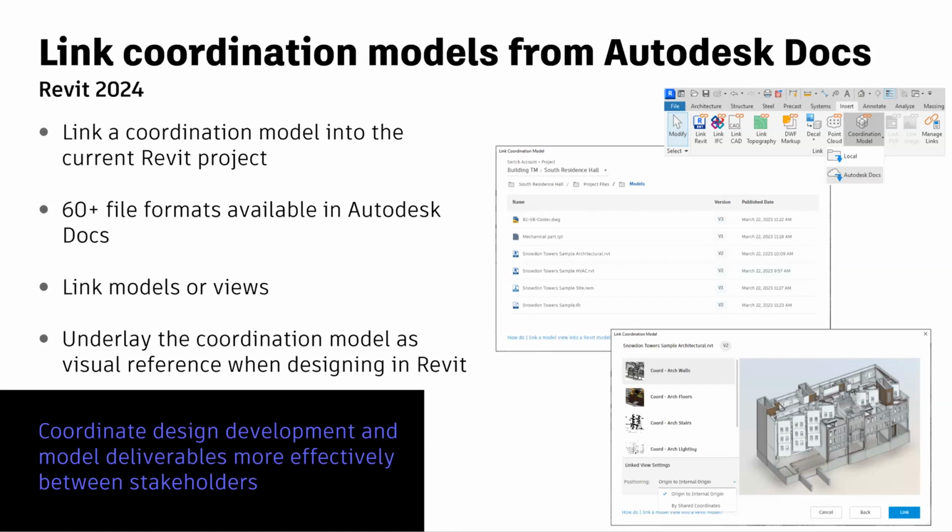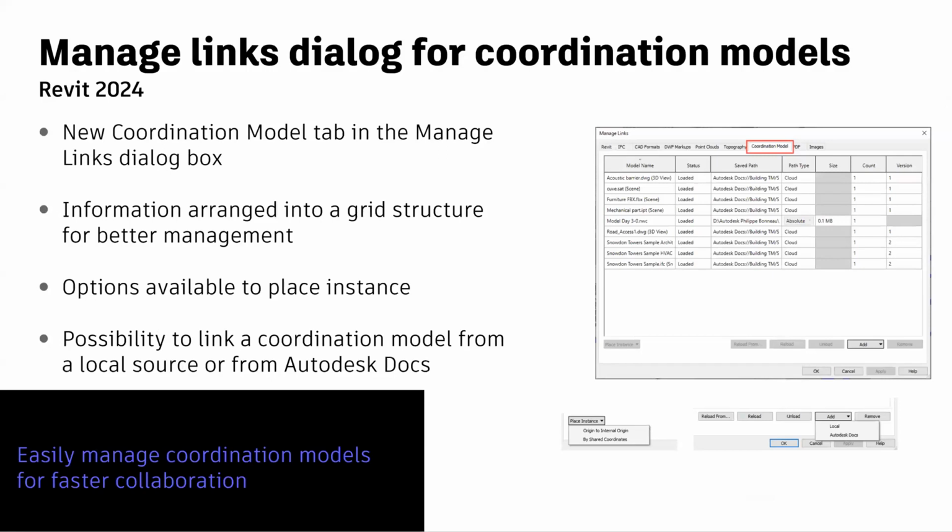So again, the 60-plus file format is nothing but the Autodesk Docs will support multiple different files, right? So you can review all that and you can link the files directly from the Autodesk Docs environment. And finally, it will help you to enhance the contextual visualization and help you with referencing while modeling in Revit. So when you do the modeling in Revit, there are a lot of references that we might use, right? So this option will help you to enhance your workflow.